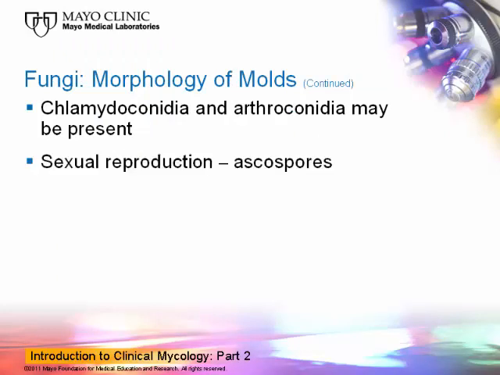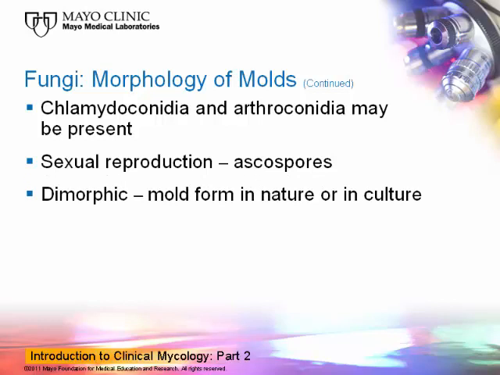Some of the fungi that we deal with reproduce in an asexual way and also a sexual way. The results of some of the sexual reproduction among some of the classes of the fungi result in some spores called Ascospores that we see not very frequently. Some of the fungi that we deal with are dimorphic. They have a mold form in nature or in the culture, and they have a yeast form in the patient or at 35 to 37 degrees centigrade.